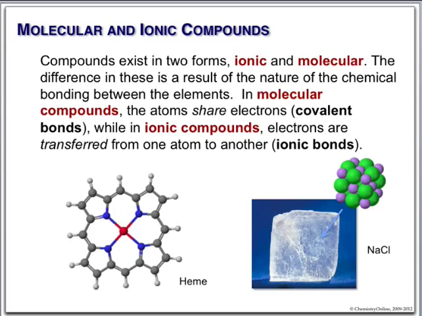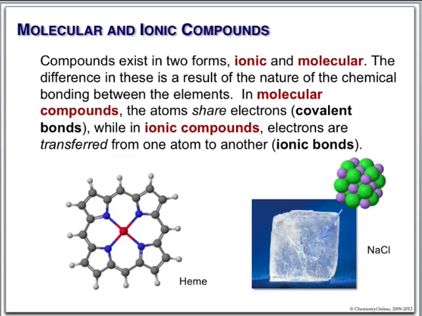We will call something like heme, the compound in blood that carries oxygen, a molecular compound. It's a molecule. And all the bonds in here are covalent. What covalent means is that the atoms next to each other are sharing electrons. Okay? The other type of compound we're going to deal with, this is sodium chloride, table salt, is ionic.